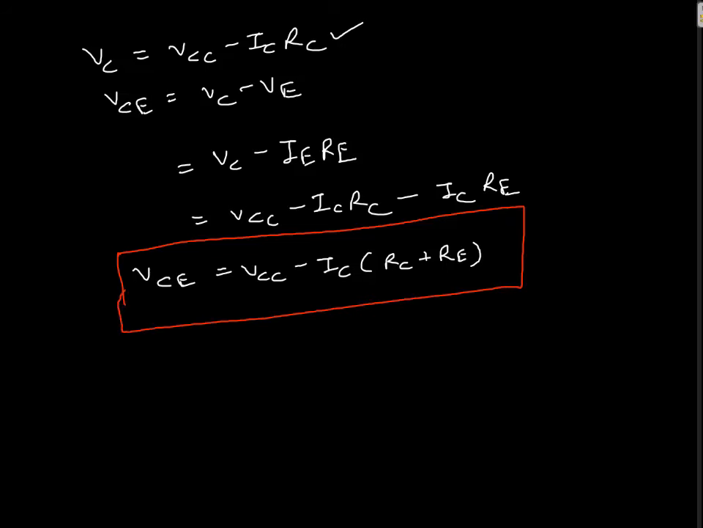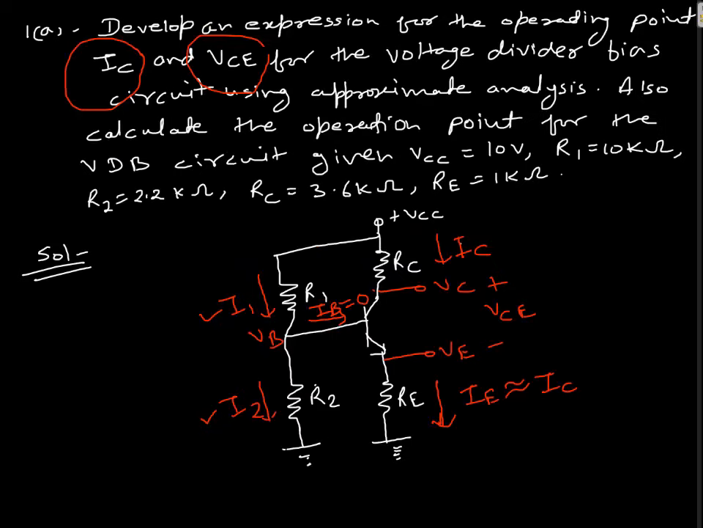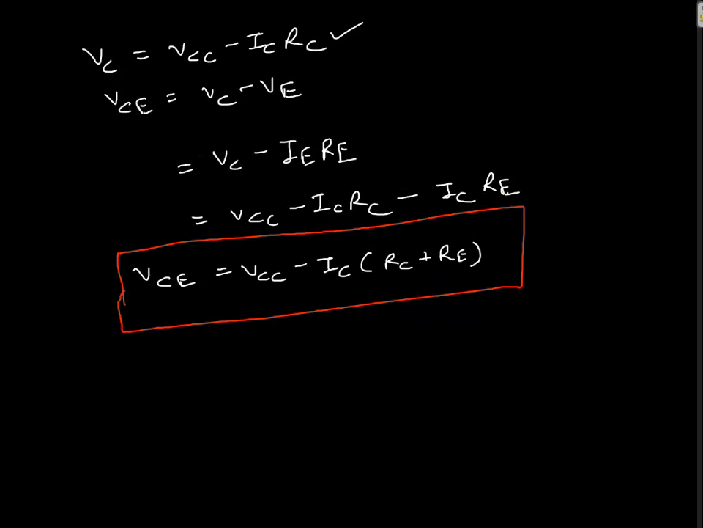So with this, the first part of the question is completed, which is developing the expression for the operating point IC and VCE using approximate analysis. Now, the second part of the question is we need to find out the operating point for given values. So let us redraw the circuit.